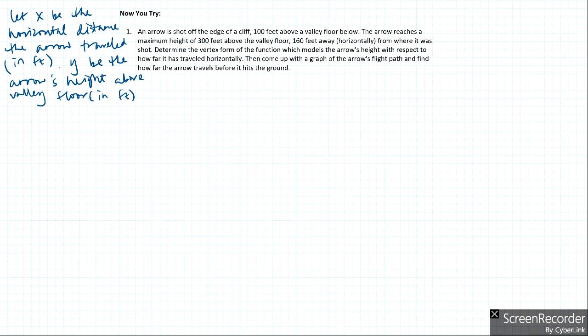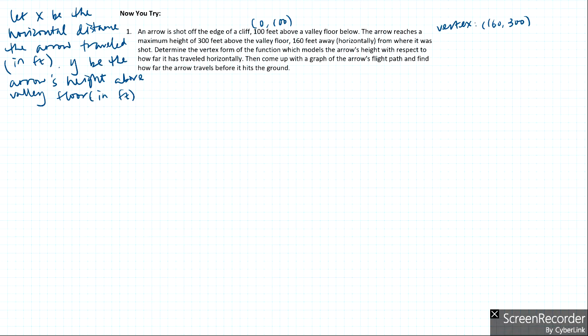Once we have this defined, we can translate the statements and conditions in the question into coordinates. The first point we have is when it was first shot, it's 100 feet above the valley floor. So we would get (0, 100) as our starting point, because when it was first shot, there was no horizontal distance traveled and the height was 100. On the other condition, we have the max height is 300 feet when it's 160 feet away. So the vertex is going to be (160, 300).